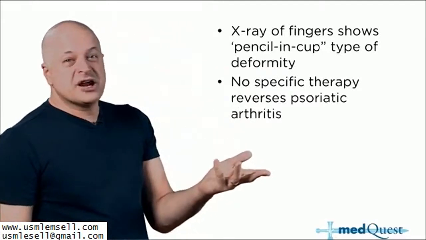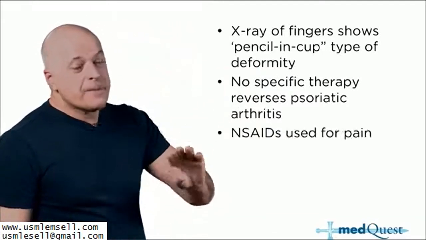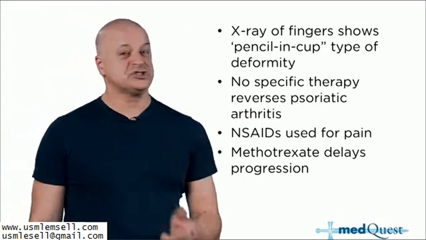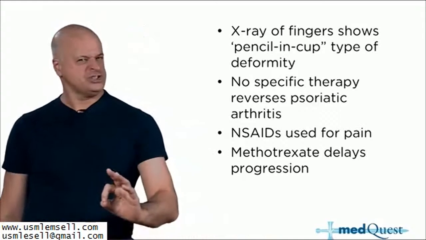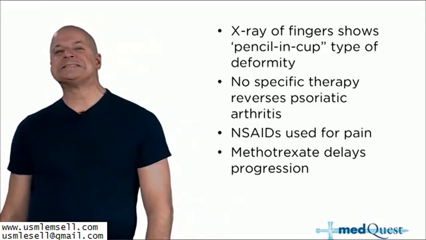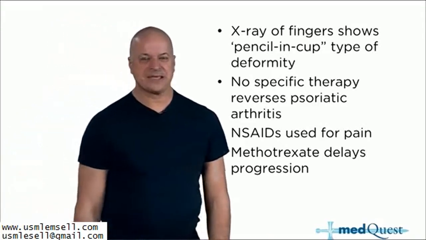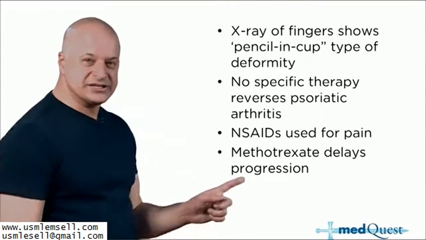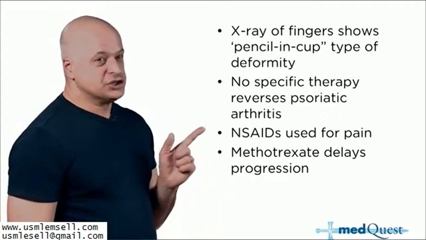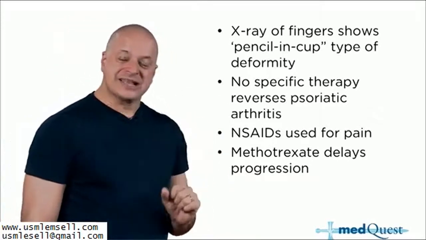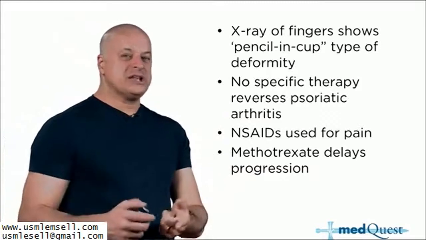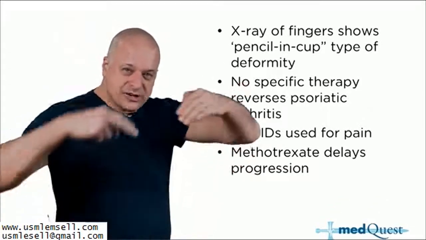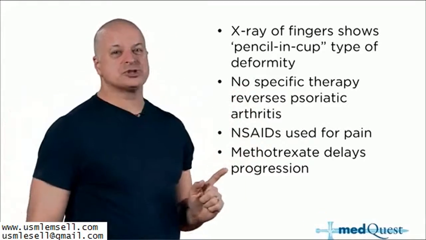And no specific therapy exactly reverses it, but methotrexate can be used to stop progression. So there's a difference between saying reverse and prevents progression. Nothing reverses it. Methotrexate is good for the distal skeleton like that because of psoriatic arthritis. What do you need to know about it? Seronegative, nail pitting, pencil and cup deformity of the bones that come down to a narrowed point, and methotrexate.